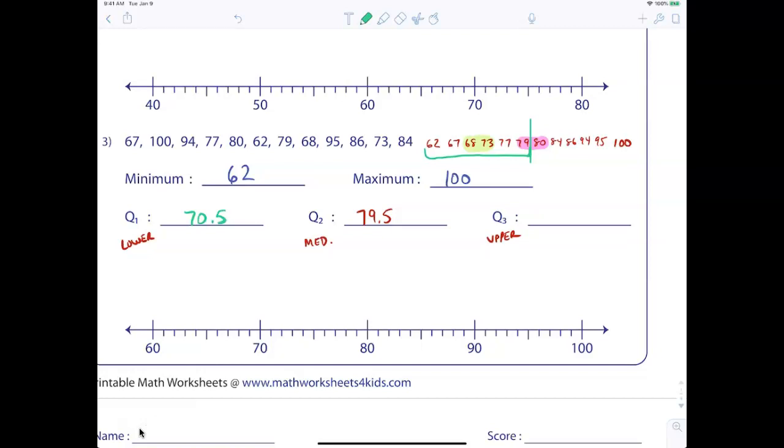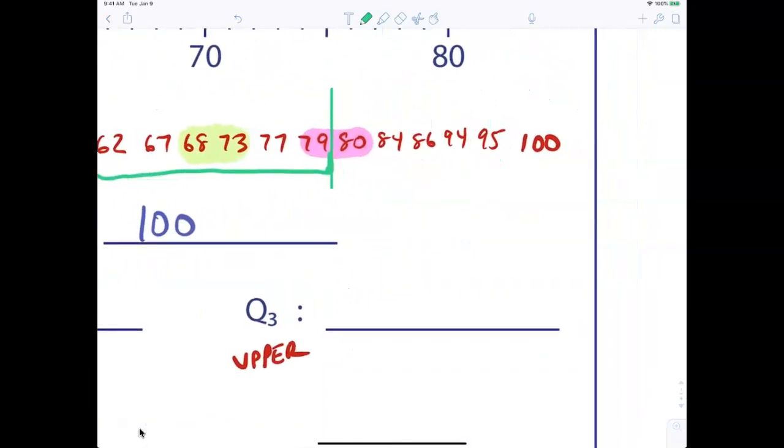Come on, listen, some of you stop writing the numbers down. Do the math. Now I'm trying to find quartile 3, the upper quartile. So what two numbers am I going to look at for this one? 86 and 94. That is correct. And what is that average? 90. Thank you very much. That average is 90.